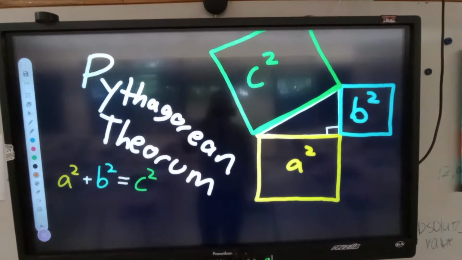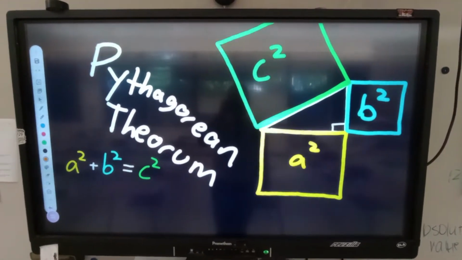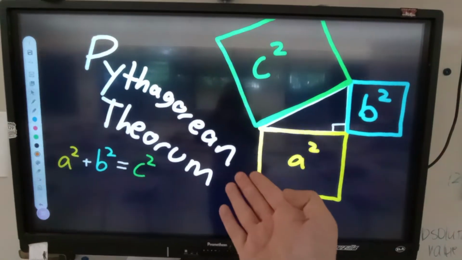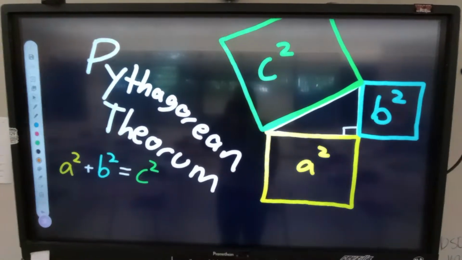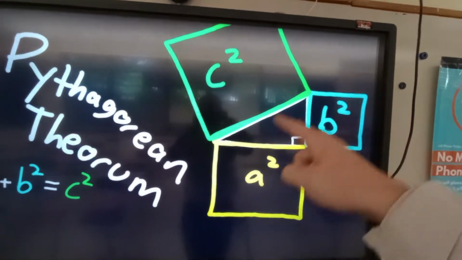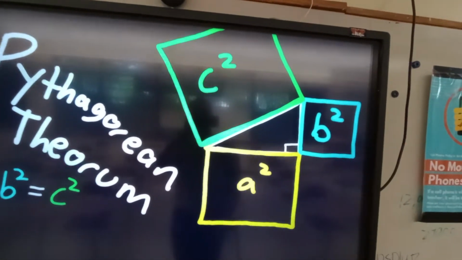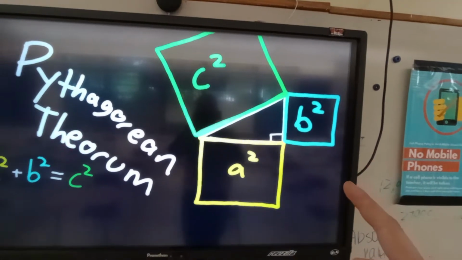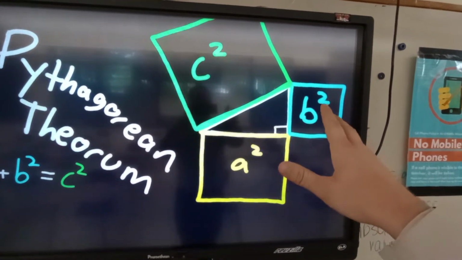All right. So today in 8th grade, we covered, finally at long last, the Pythagorean theorem. Now, all the Pythagorean theorem is, is a process of finding a missing edge to a right triangle. This only works on right triangles. This is kind of a visual of it.